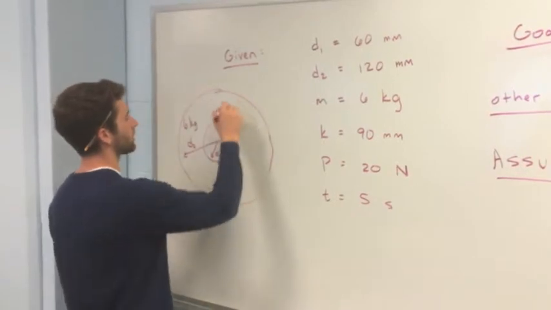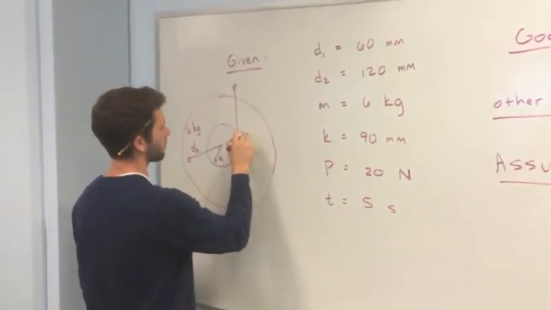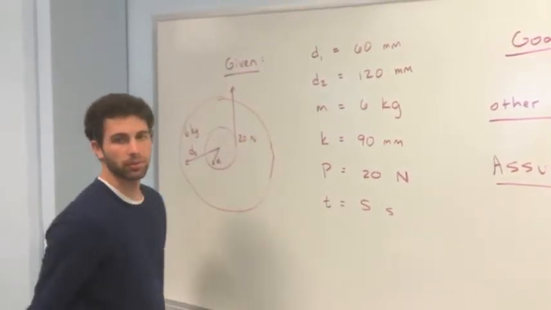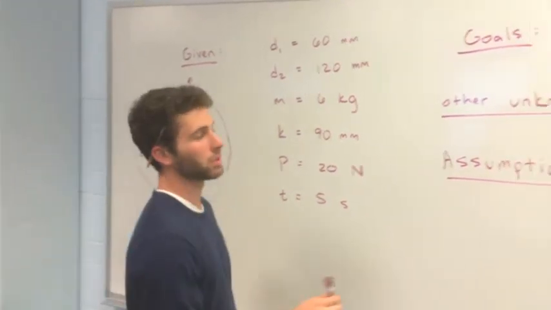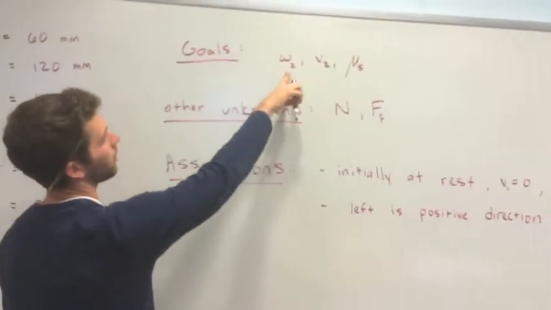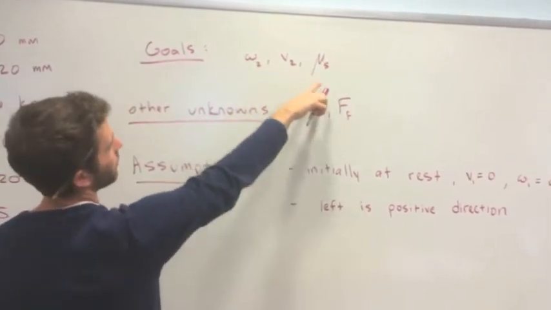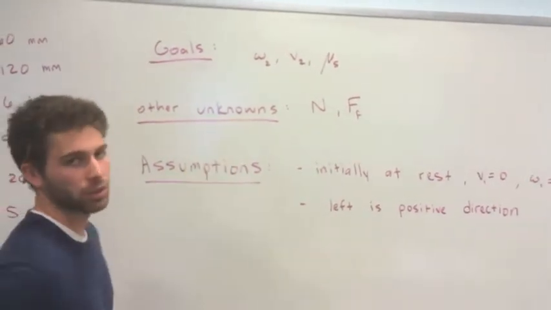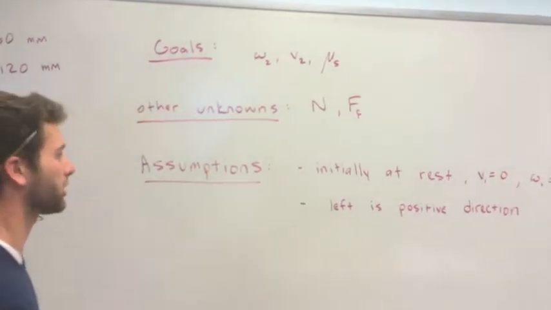The force acting tangentially right here is 20 newtons, and the time elapsed is going to be 5 seconds. So this force is going to act on there for 5 seconds. What we need to solve for this problem are the angular velocity, translational velocity, and the coefficient of static friction. Other unknowns that we're going to use to get there are the normal force and the force of friction.